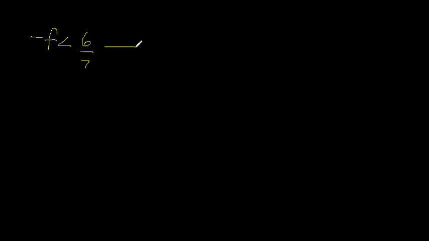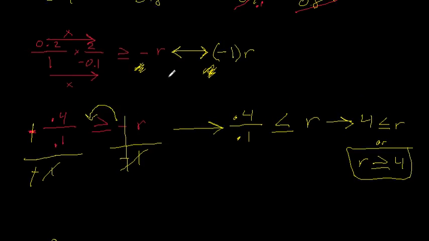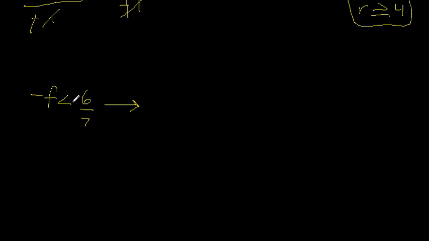Let's go back and look at the last problem. I asked, what is negative r? What's another way to represent negative r? You can say negative 1 times r. So down here, with negative f, another way to represent it is negative 1 times f is less than 6 over 7. How do you get f by itself? How do you isolate it? You divide both sides by negative 1 to undo the multiplication of negative 1 and f.